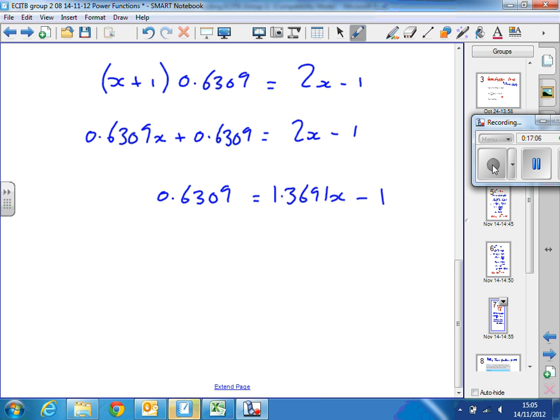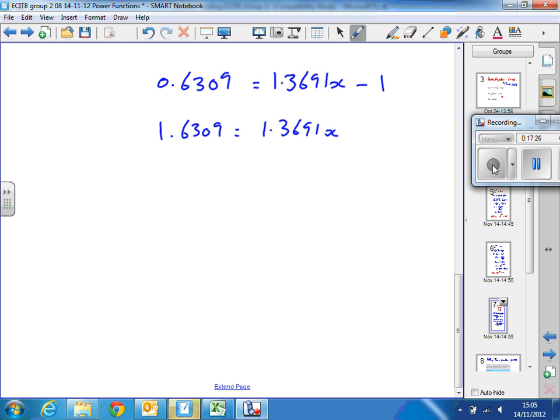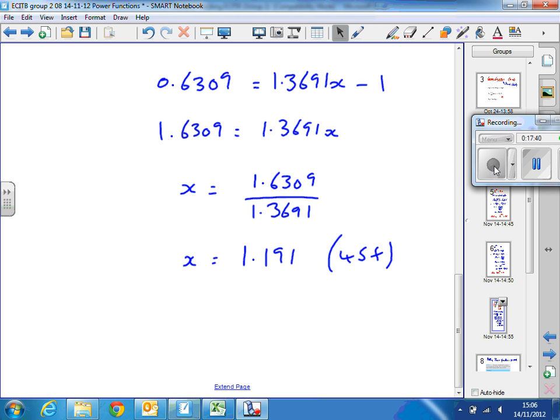And now we get rid of the number on the right hand side by adding 1 to both sides. So 1.6309 equals 1.3691 lots of x. So we just now divide both sides by 1.3691. 1.6309 divided by 1.3691. x equals 1.191 to 4 significant figures.